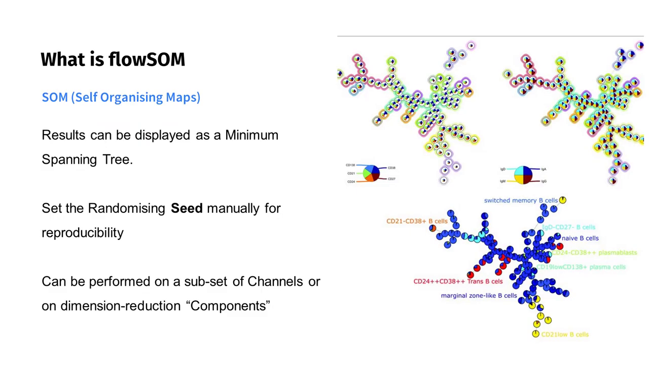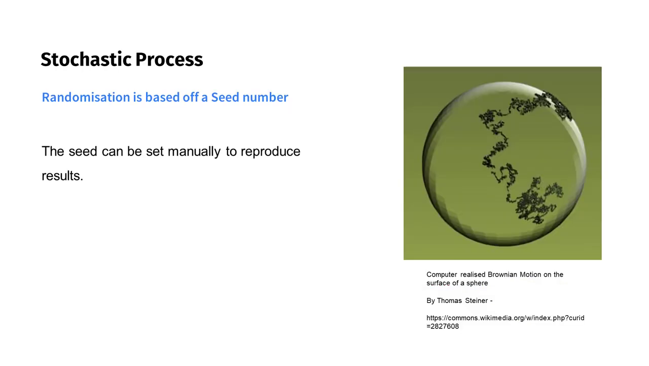So, what is flowSOM? flowSOM is a basic neural net. It is very good for classifying groups, such as clustering the pixels of a JPEG image for face recognition. What makes it interesting to cytometry is that it can show the relationship of populations in a structure called a minimum spanning tree. flowSOM uses a stochastic method for calculations, and it bases its randomization off a number called a seed.